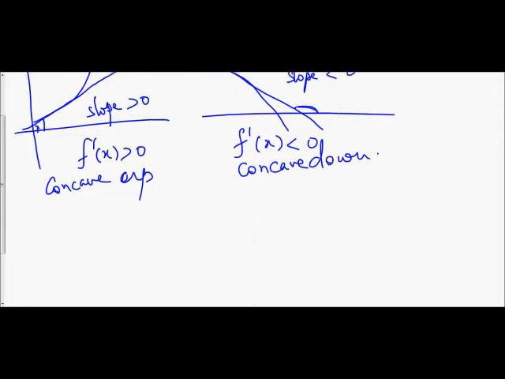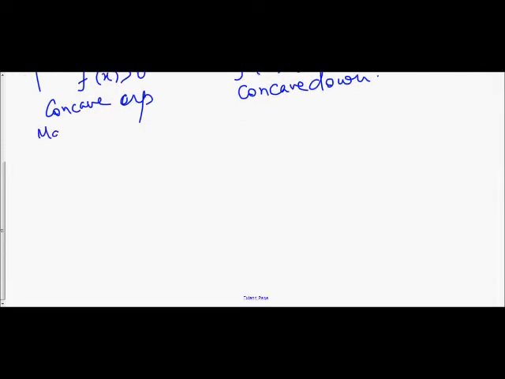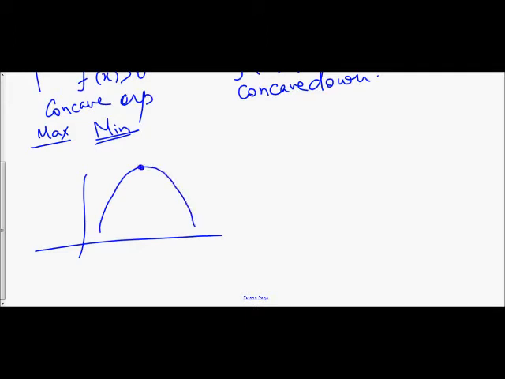So using this property, you will get maximum and minimum for a function. So how does it work? When the curve goes up and then starts coming down, you get a maximum. And the other way around, when it was concave down and then becomes concave up, you get a minimum. So this is how you get maximum and minimum.